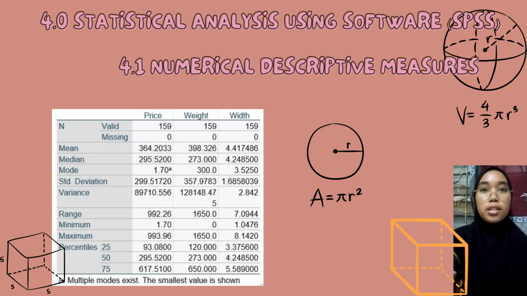For the mean, the statistic is increased. The median, the statistic is increased. The mode, the statistic is increased. The standard deviation, the statistic is increased. The variance, the statistic is decreased. The range, the statistic is decreased.